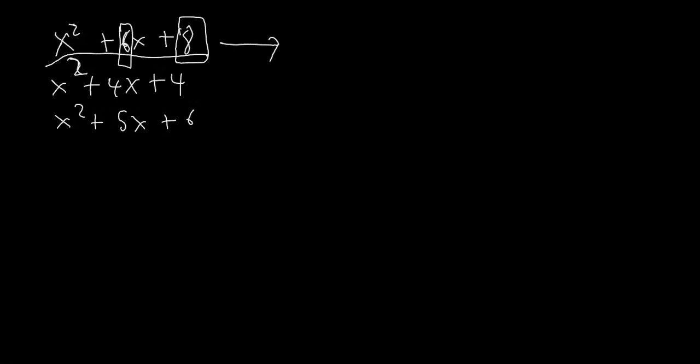Okay, and in this case, when we think of those two numbers, we get 4 and 2, right? Because 4 times 2 is 8, and 4 plus 2 is 6. Now, since 4 and 2 are positive numbers, we write the whole product such as this. This is how you factor it.